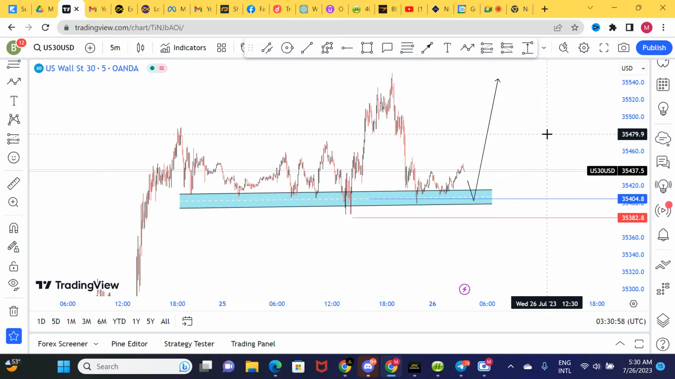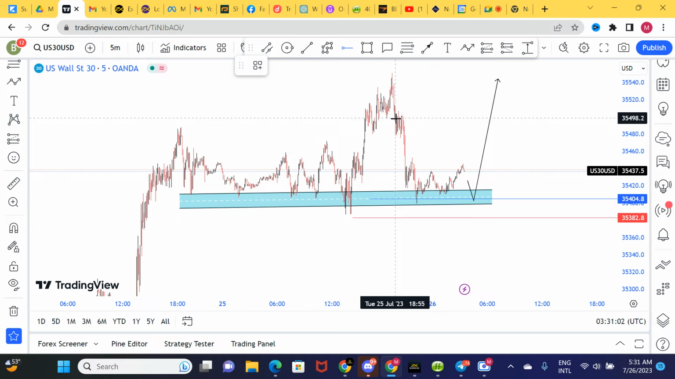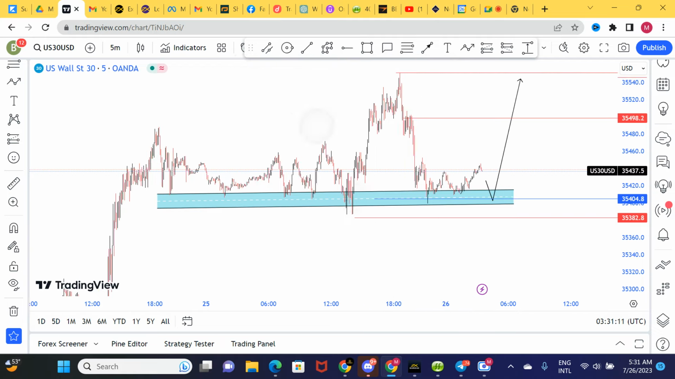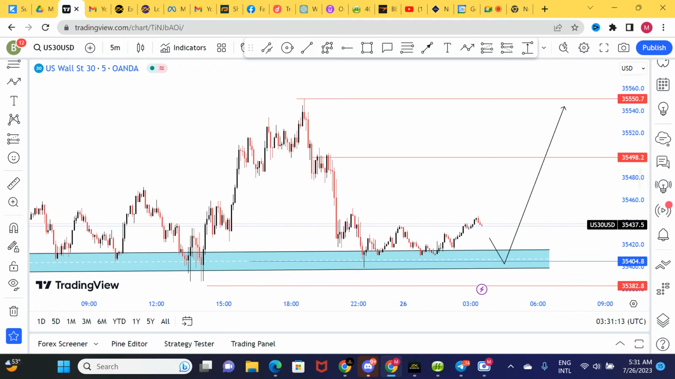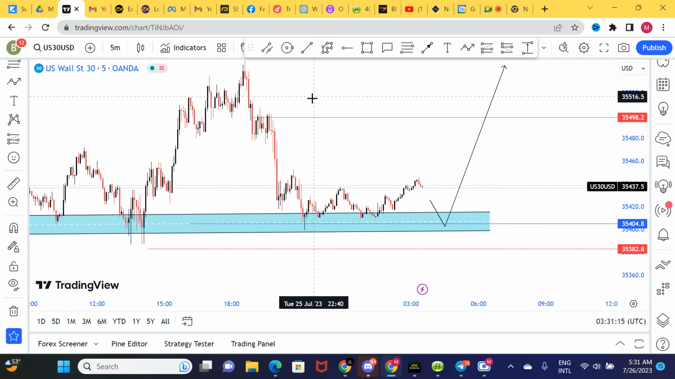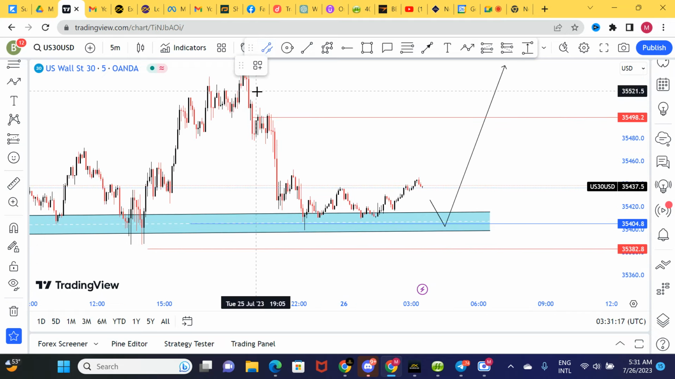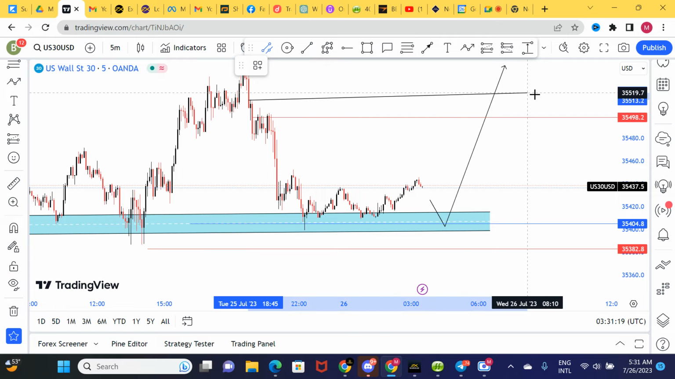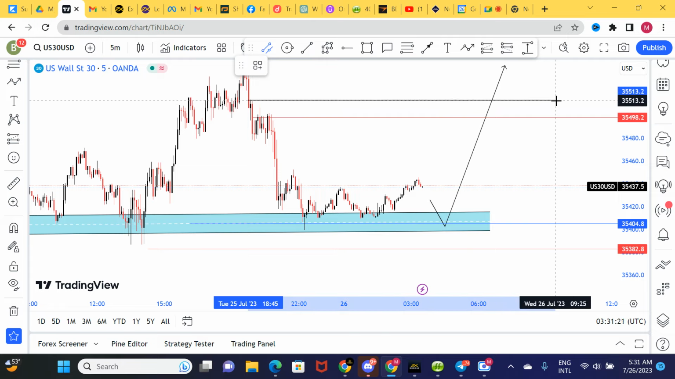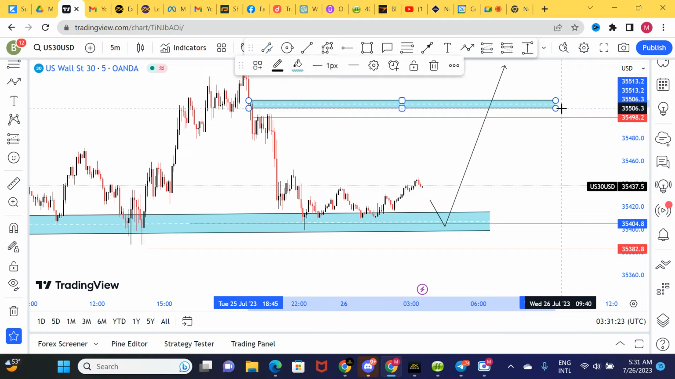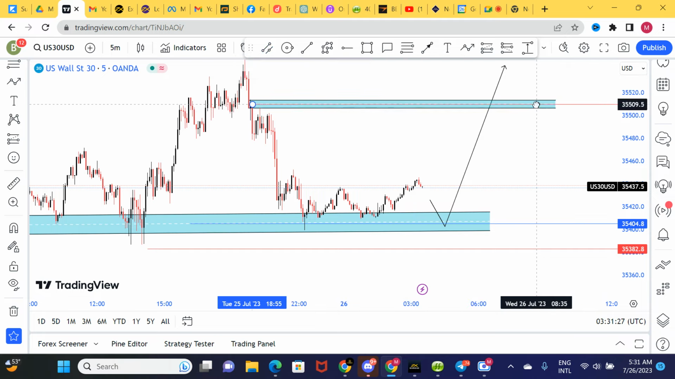Okay. And then we're going to put our take profit. Our first take profit is going to be in this zone. And then our last take profit is going to be at this extreme, right? Now, let me just try to be more precise. Okay, let's use this area for our take profit. So we're going to put our take profit there.